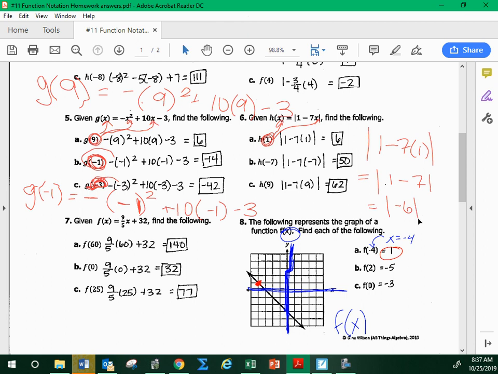Do we have other questions on this before we take your mini quiz? Okay. Go ahead and clear off your desks. We will transition to our mini quiz.